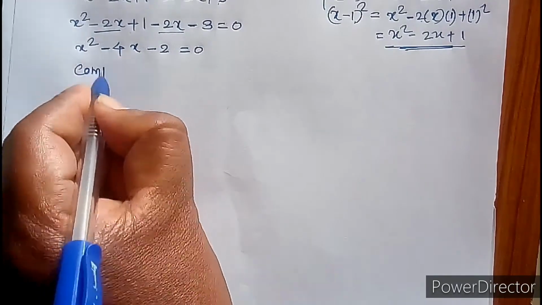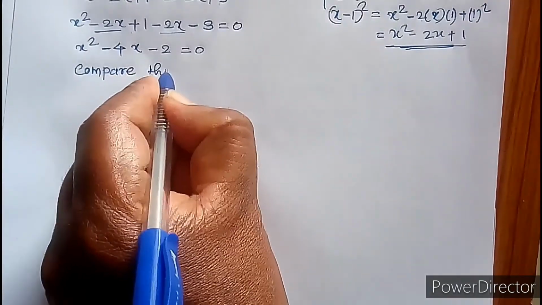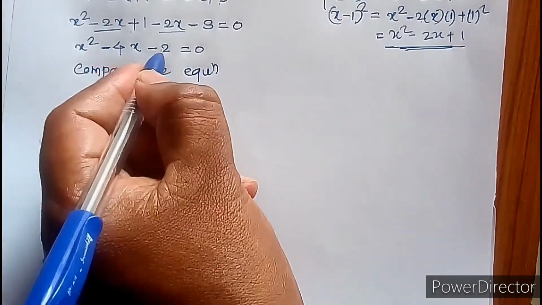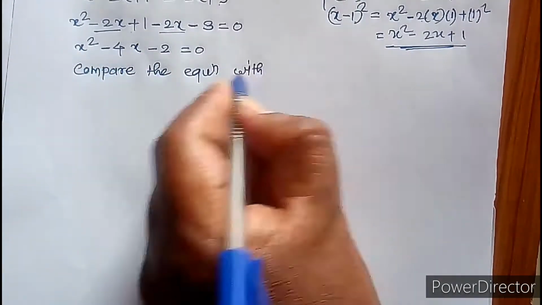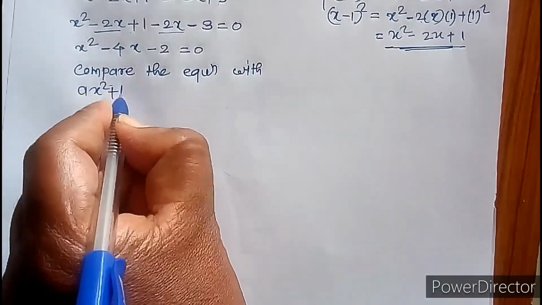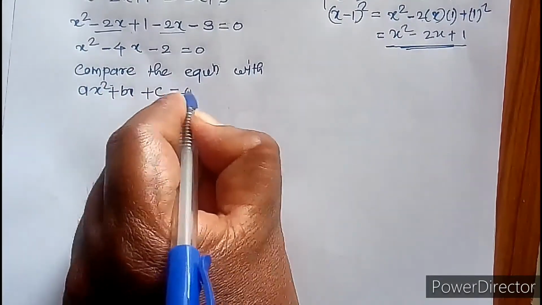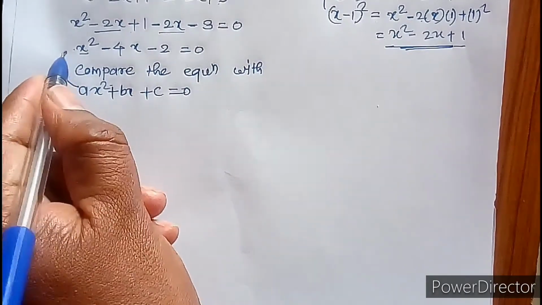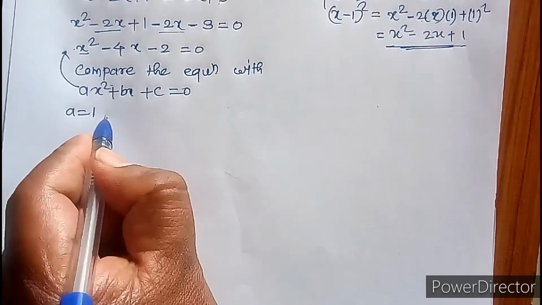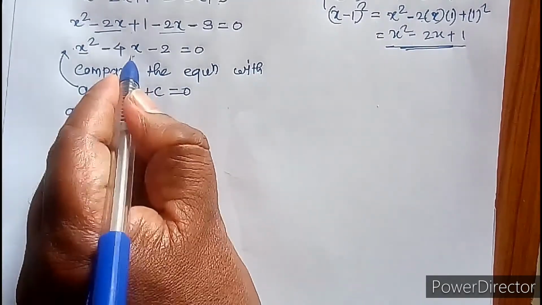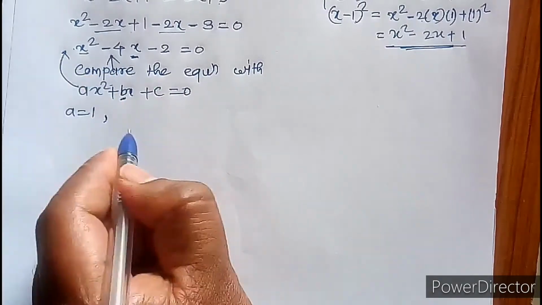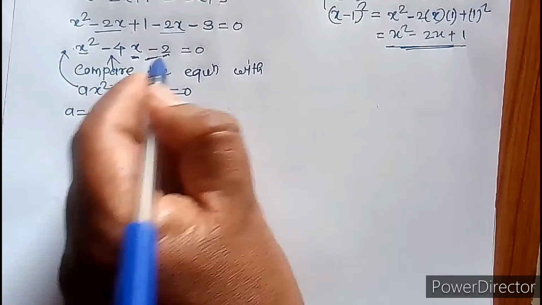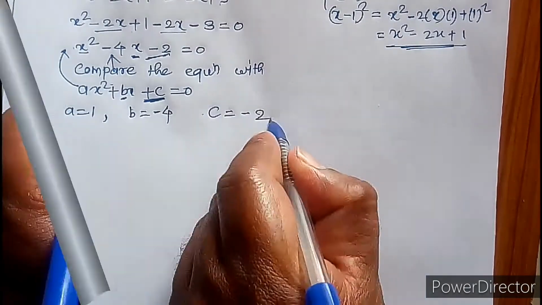Therefore compare the equation x square minus 4x minus 2 with the standard form, that is ax square plus bx plus c equals to 0. Here the coefficient of x square is 1, therefore the value of a equals to 1. The value of b, that is the coefficient of x, is minus 4, therefore b equals to minus 4, and the value of c is minus 2, therefore c equals to minus 2.